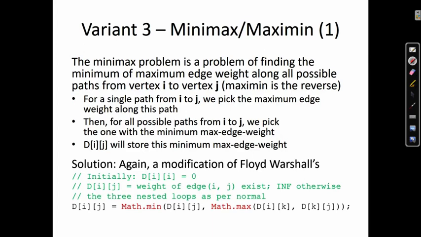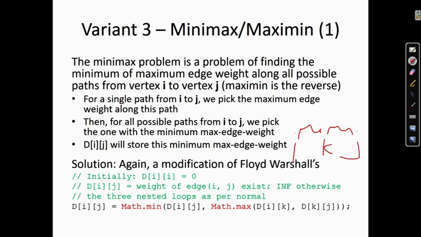Okay, it just means this. If I look at some intermediate vertex k, for i and j, so I have j here, I have i here, right? Then I look at k. So if there's a path from i to k and a path from k to j, then this must be one path from i to j using k as an intermediate vertex.